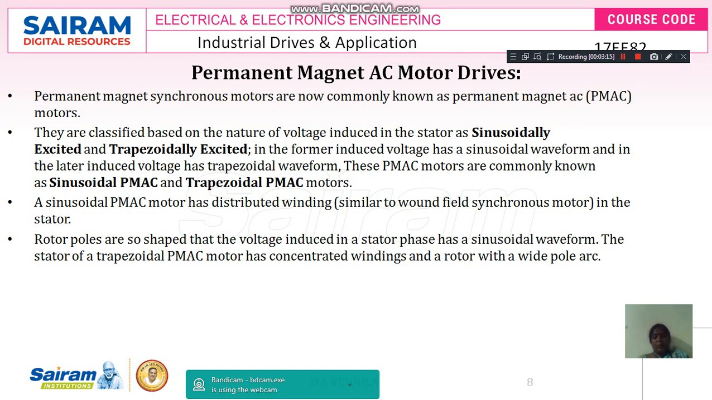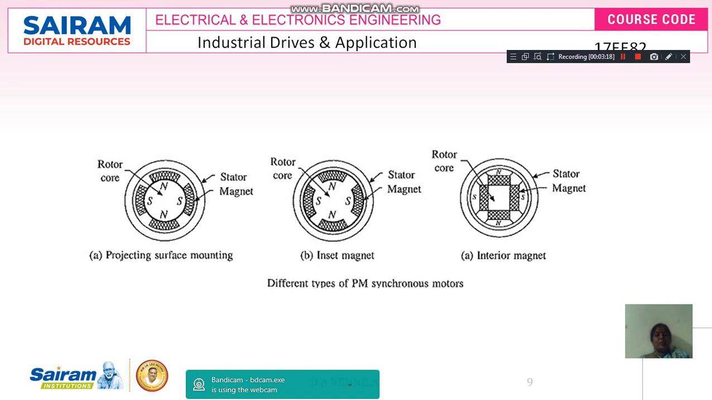I already told that if the induced voltage in the stator windings is sinusoidal in nature, then we call it a sinusoidal permanent magnet AC motor. If the induced voltage in the stator windings is trapezoidal in nature, then we call it a trapezoidal permanent magnet AC motor. Next, what are the different types of permanent magnet synchronous motors available? We have projecting surface mounting, inset magnet, and interior magnet types.